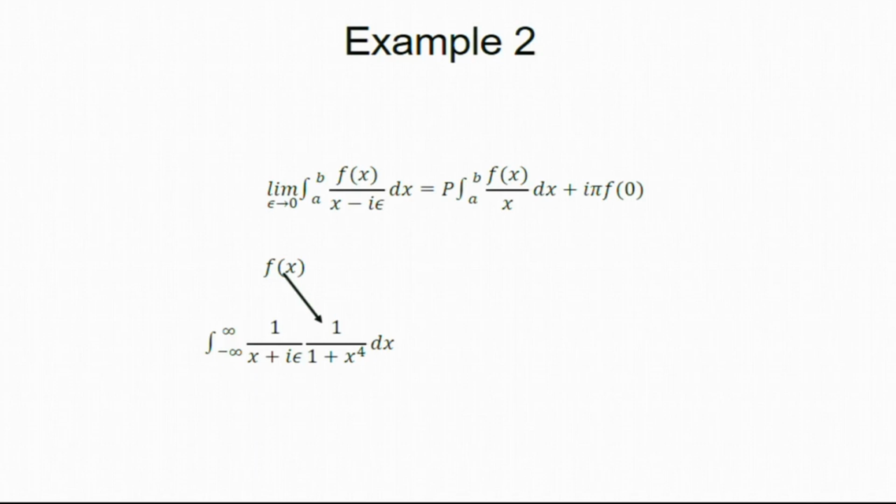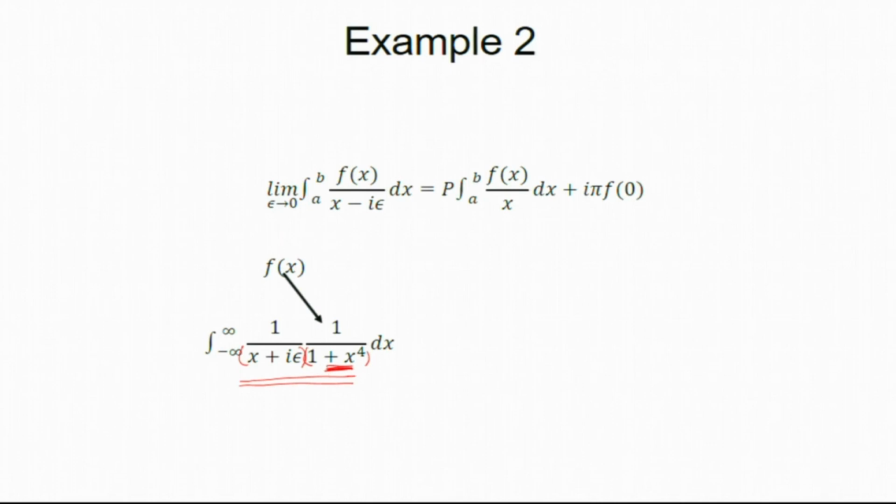Now I have to compute this integral, okay, x plus i epsilon, and there is 1 plus x to the power 4. Okay. Now the singularity is at x equal to minus i epsilon, right. So this is f of x. Okay. So what is the answer?